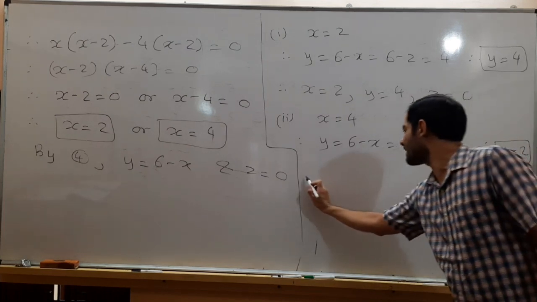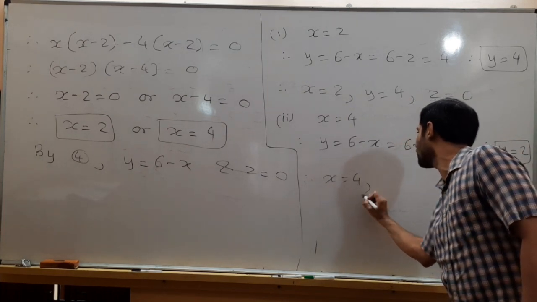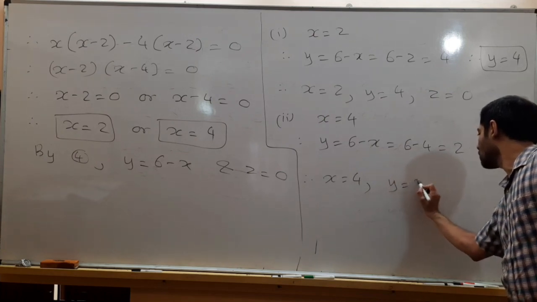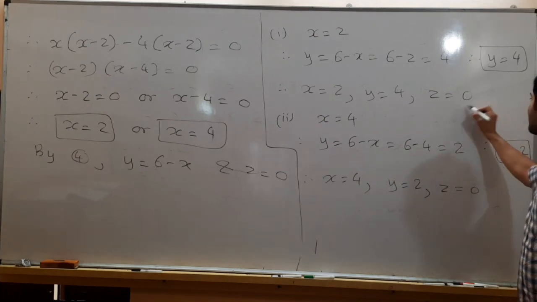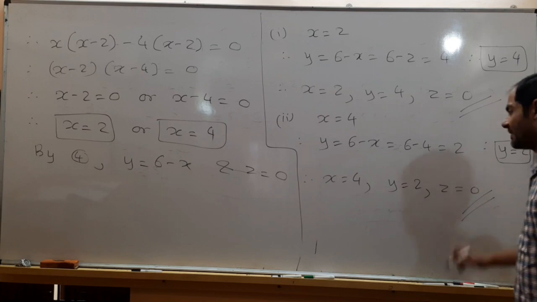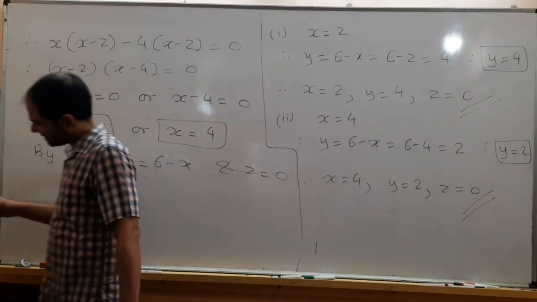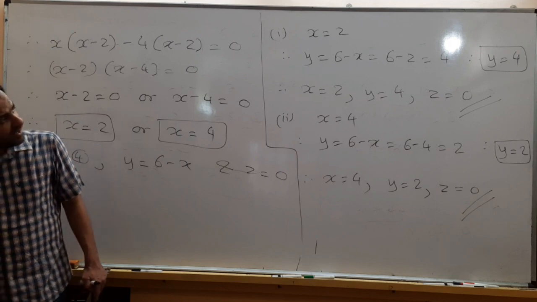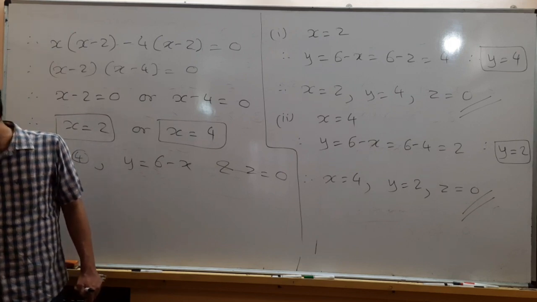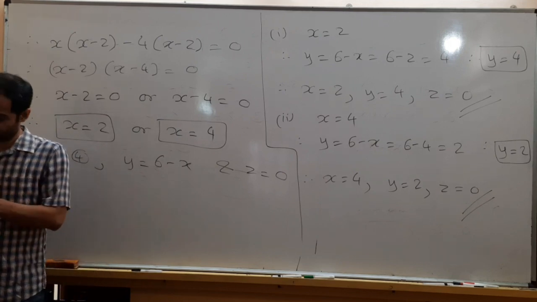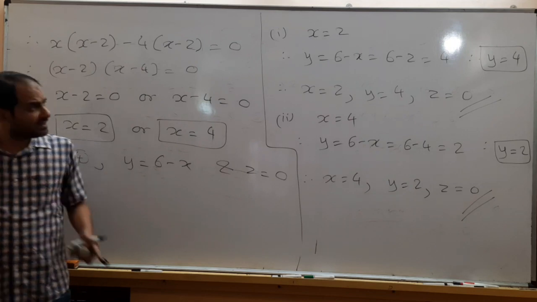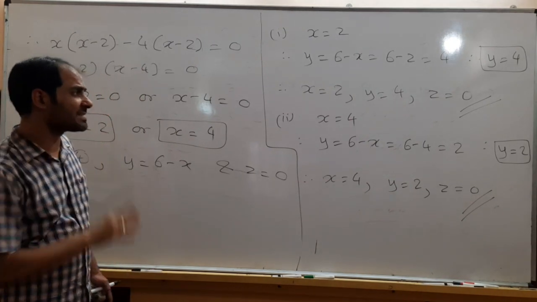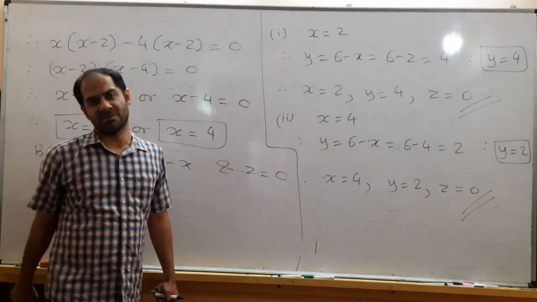So ultimately what we end up writing? We get x is 4, y is 2 and z is 0. So these are the two answers given. The first answer will be x is equal to 2, y is 4, z is 0. The second answer is x equal to 4, y is 2, and z is 0. So we are right. So that is the second sub question of question number 6.